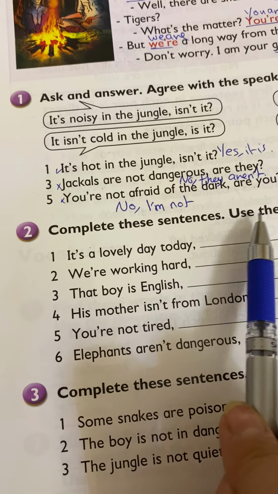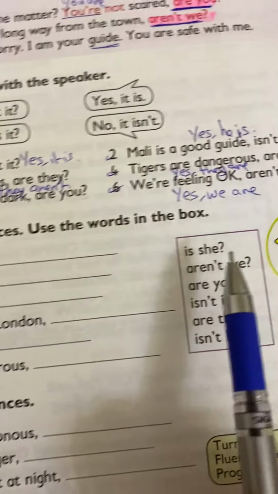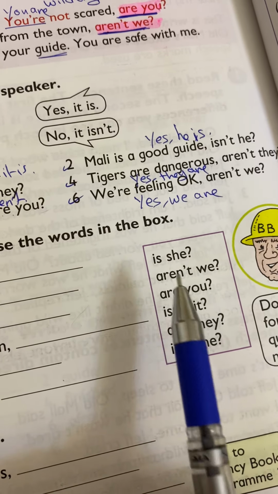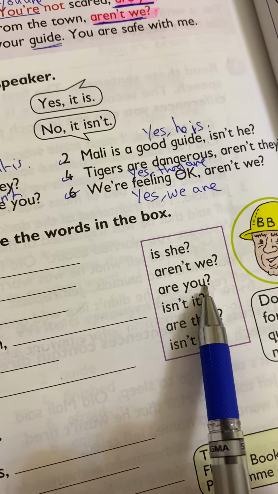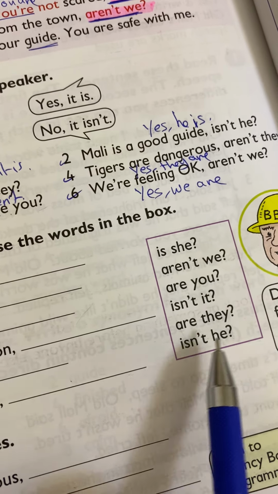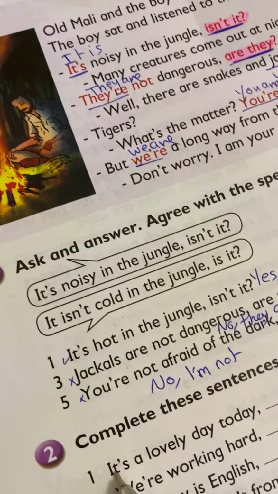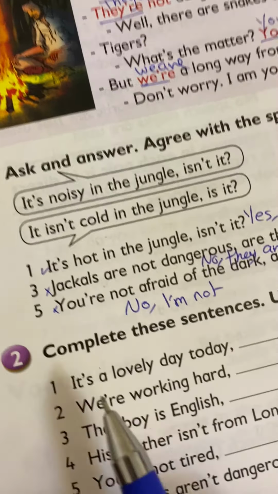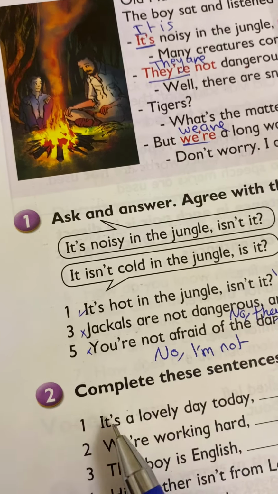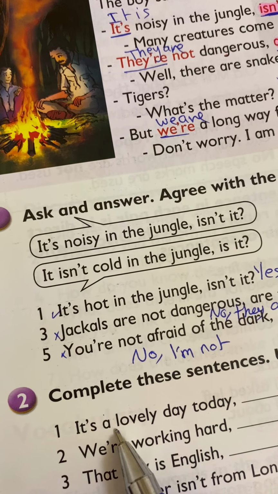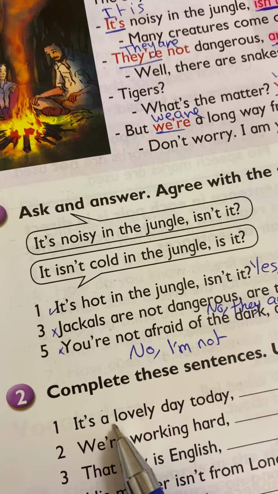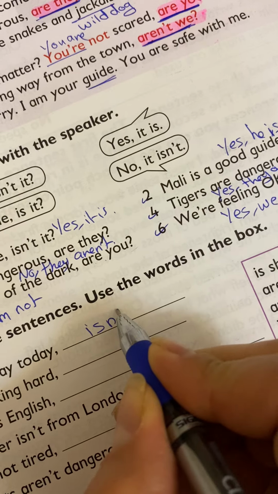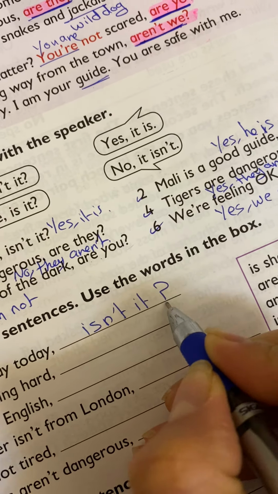Exercise number 2. Complete these sentences. Use the words in the box. Here we have sentences, and here we have question tags. Is she? Aren't we? Are you? Isn't it? Are they? Isn't he? Okay, look, it's an abbreviation of what? It is. So it is a lovely day today. What is the question tag? Excellent, isn't it? Don't forget the question mark.